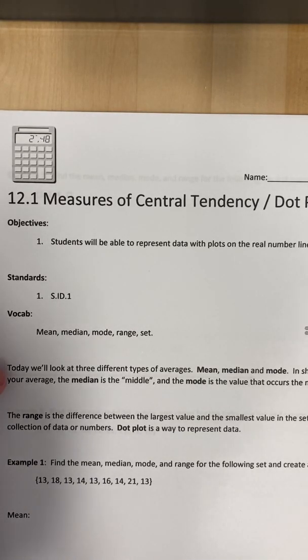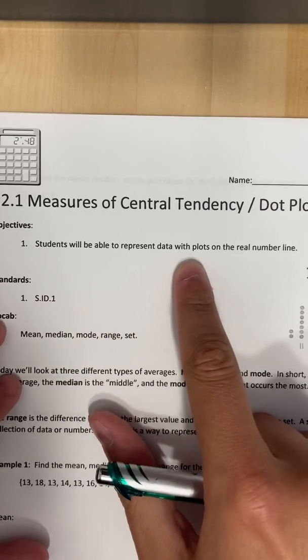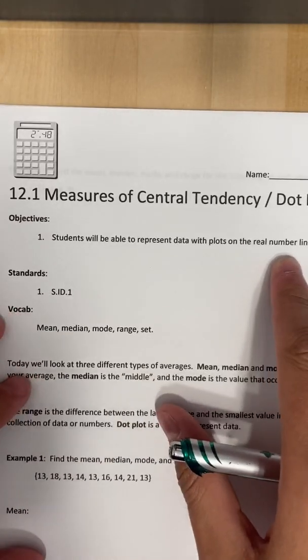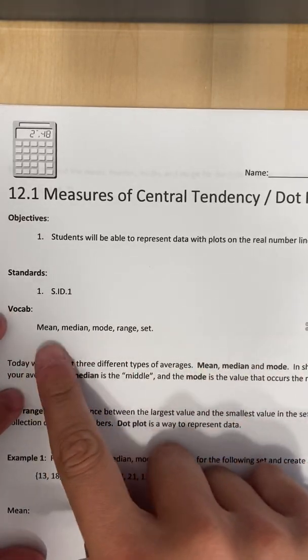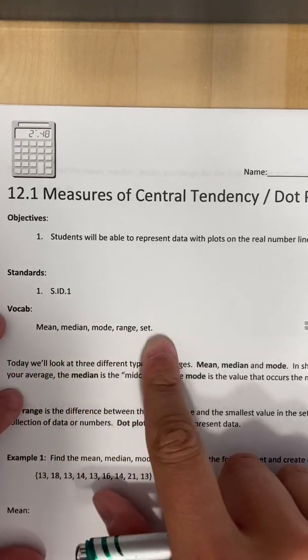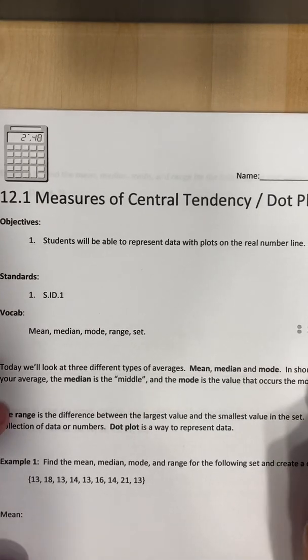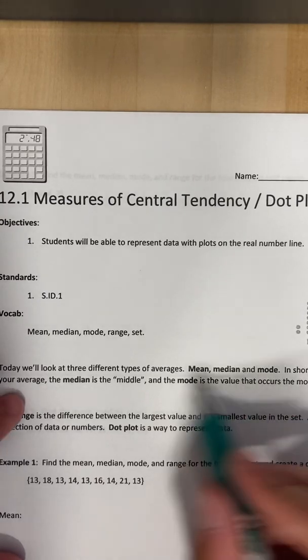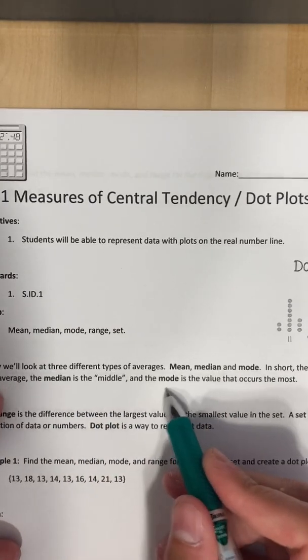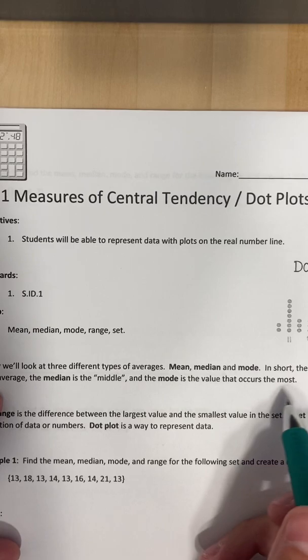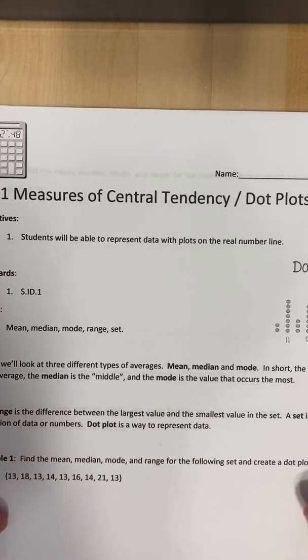So your objectives for today: students will be able to represent data with plots on the real number line. The vocab, just mentioned that: mean, median, mode, range, and set. These are also known as different types of averages. So mean, median, mode, and in short, the mean is your average, the median is going to be the middle, and the mode is the most frequent value that occurs.